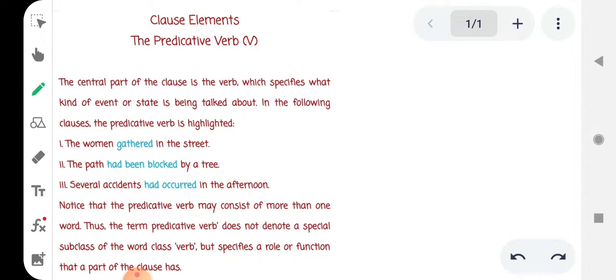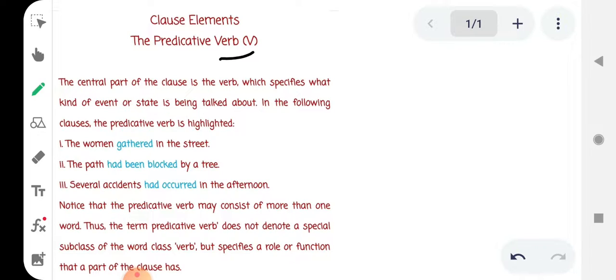Yesterday, in the last video, we discussed the first clause element, that is subject, and today we are going to understand the second clause element, that is verb, which is also called the predicative verb, because it is the main part of the sentence as well as the predicate. So we'll discuss today the second clause element, that is verb.